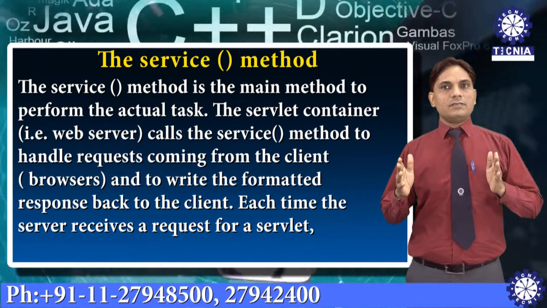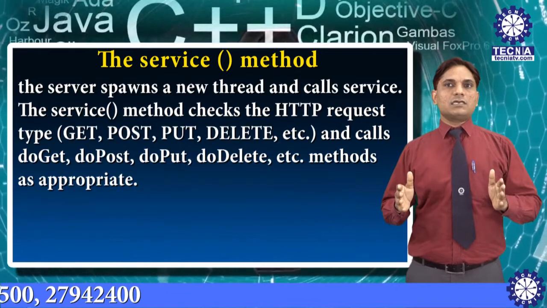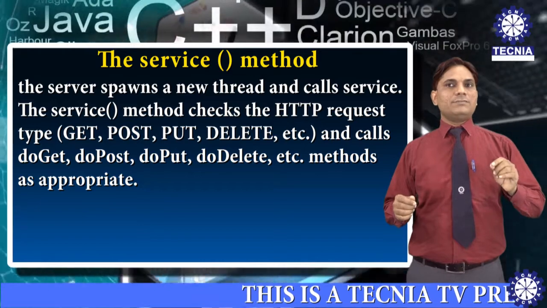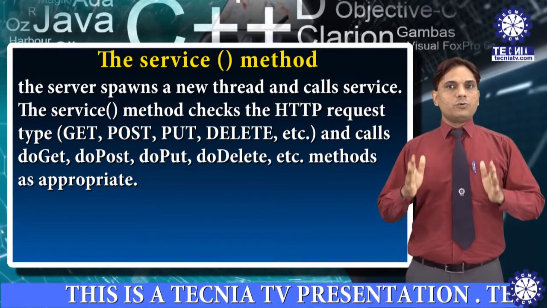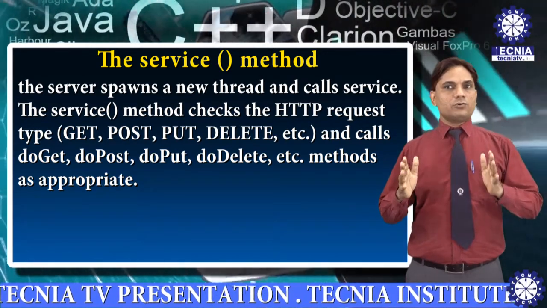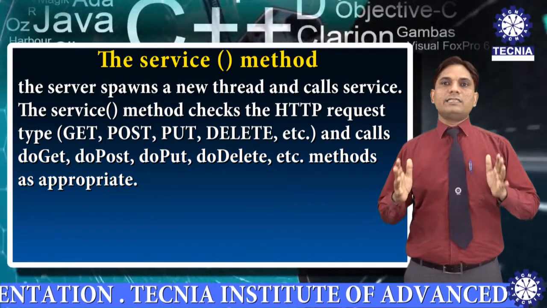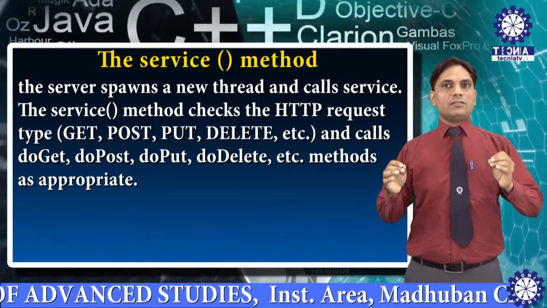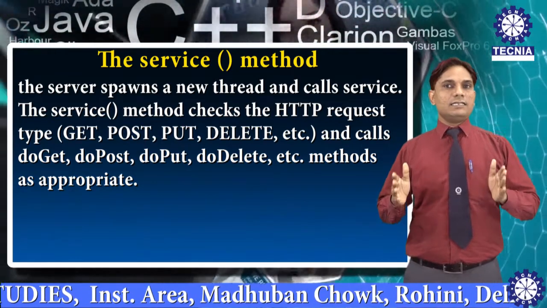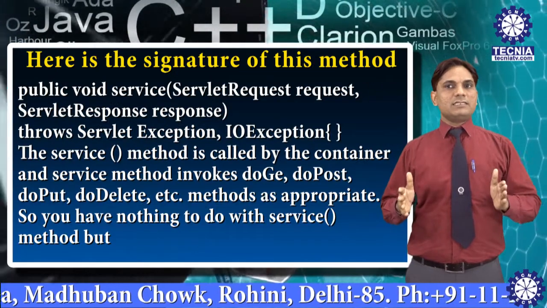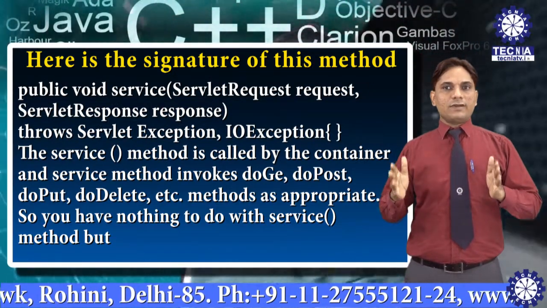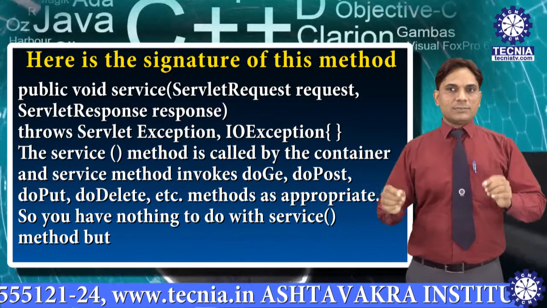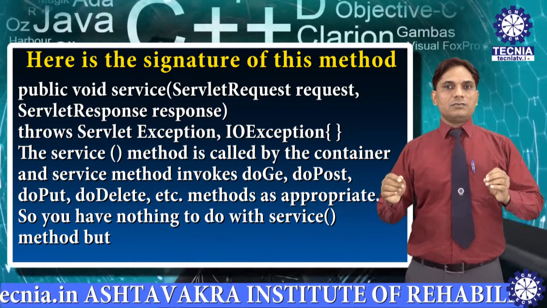Each time the server receives a request for a servlet, the server spawns a new thread and calls the service method. The service method checks the HTTP request type, GET, POST, PUT, DELETE etc., and calls doGet, doPost, doPut, doDelete etc. methods as appropriate. So we can use the service method to handle all requests coming from the client side. Here is the signature of this method: public void service(ServletRequest request, ServletResponse response) throws ServletException, IOException.